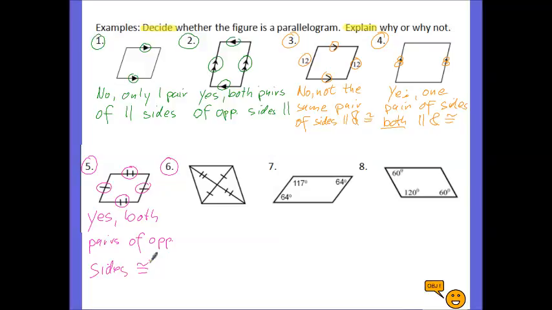And in example 6, we don't have sides marked with anything. What we have marked are our diagonals. The diagonals cross each other and both of them are bisected, giving each of them two congruent parts. So the answer is yes again, this time because the diagonals bisect each other.